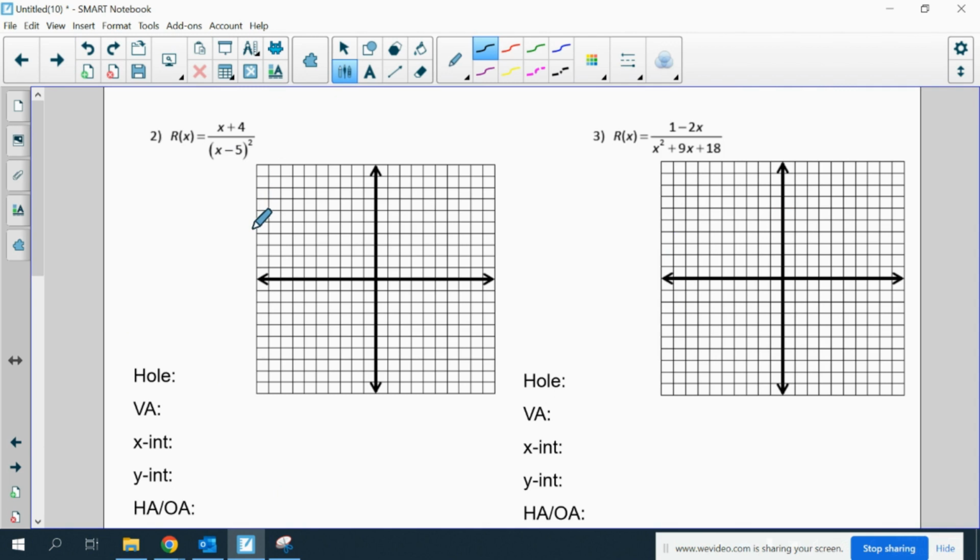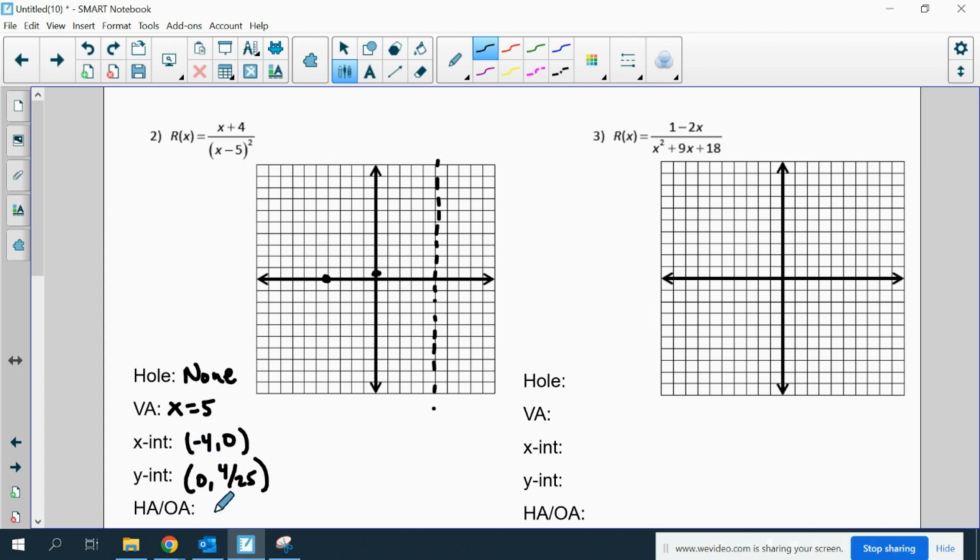Problems 2 and 3. Problem 2 doesn't need any factoring. There is no hole, as nothing cancels off on the top and bottom. Vertical asymptote is at x equals 5. X-intercept is where only the numerator equals 0, so that's at (-4, 0). Vertical asymptote at 5. Y-intercept occurs when I substitute in 0 for x, I get 4 over negative 5 squared, which is 4/25. So that's a pretty small value.